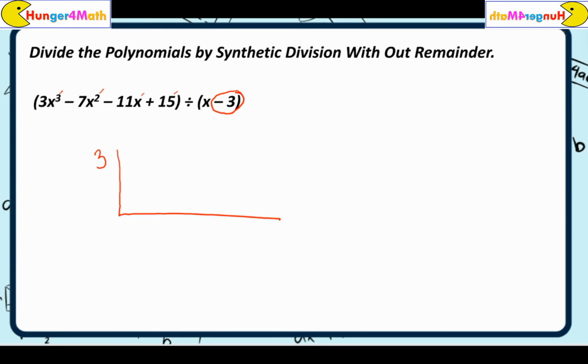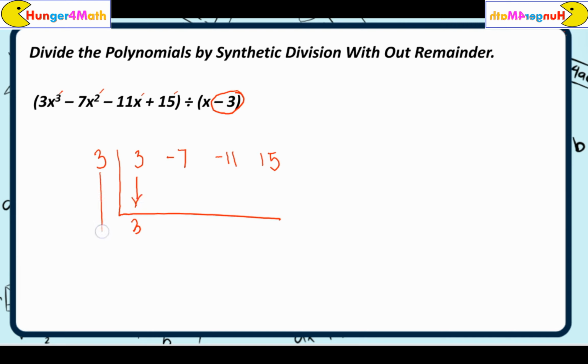Now let's write the coefficients of the variables. From x cubed it is 3. Then for the x squared it is minus 7 or negative 7. Then for x it's negative 11 and the constant is 15. Let's start. Bring down the first number. That will be 3.